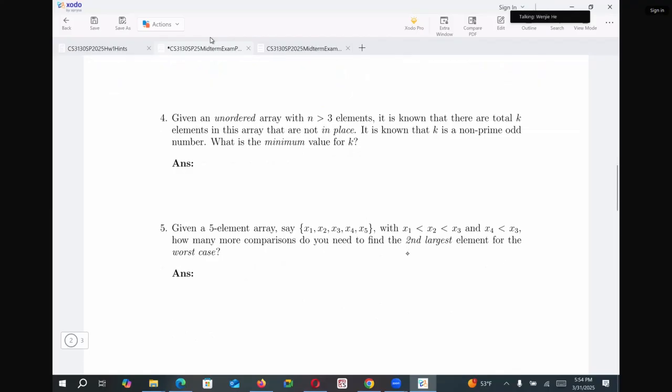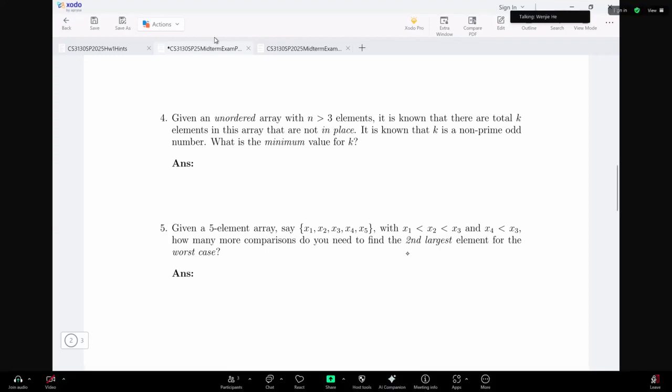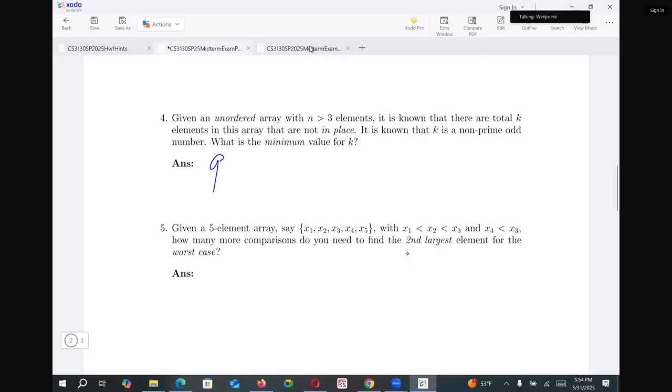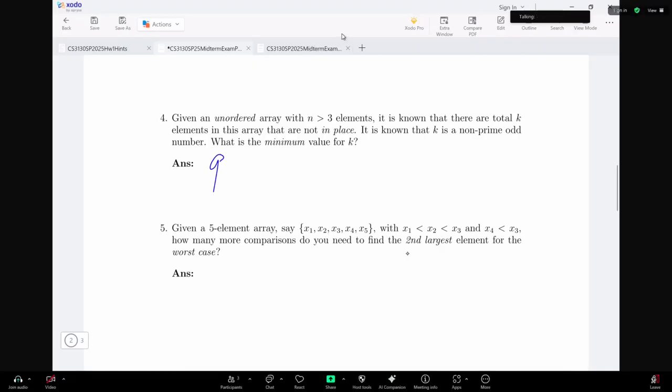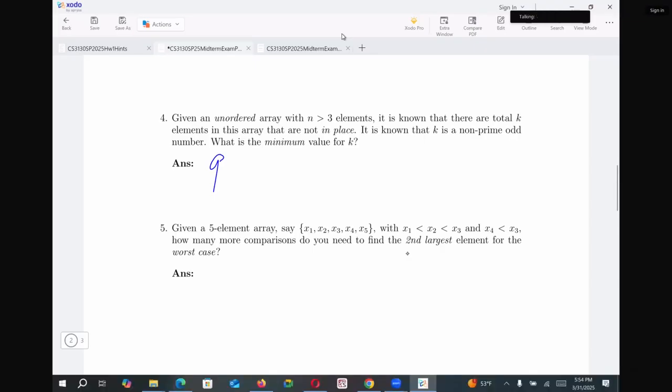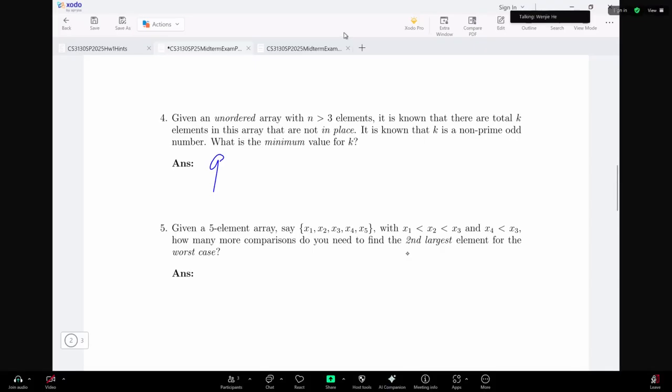But a small number of students missed. One student gave me 3, one student gave me 2. 3 is a prime, right? At least it's an odd number. 2 is not an odd number. One student gave me 2. Most of you gave me the correct answer, 9. Odd number, but it cannot be a prime number. That's simple.